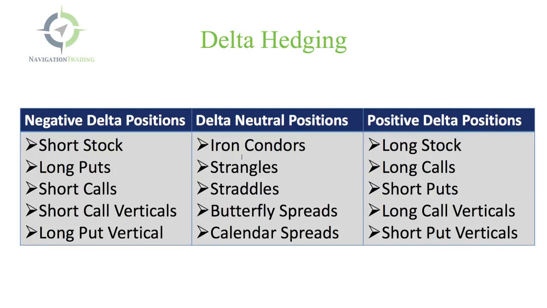Now in the middle are some of our core strategies that we teach at Navigation Trading. These are what we call delta neutral positions, meaning we don't care which direction the stock goes as long as it stays within a specific range. That would be iron condors, strangles, straddles, butterfly spreads, calendar spreads. When we put these on, price is typically very centered within that spread, within that range, giving us what we call a delta neutral position. So again, just think of delta as the direction of your strategy or the directional bias of your portfolio.